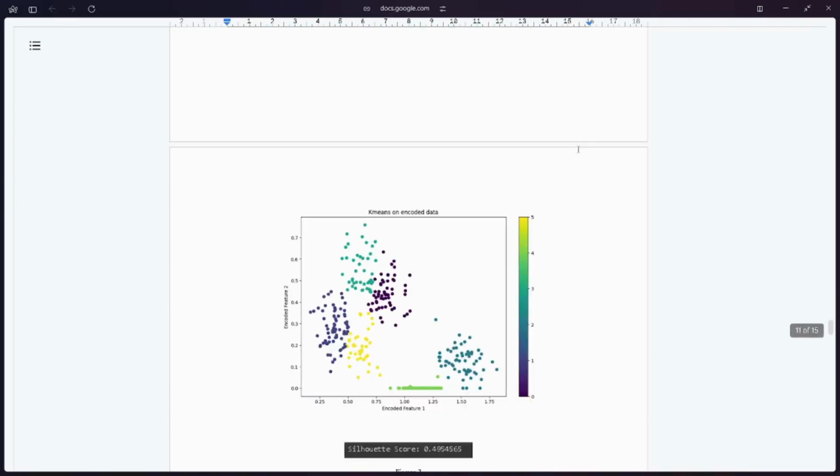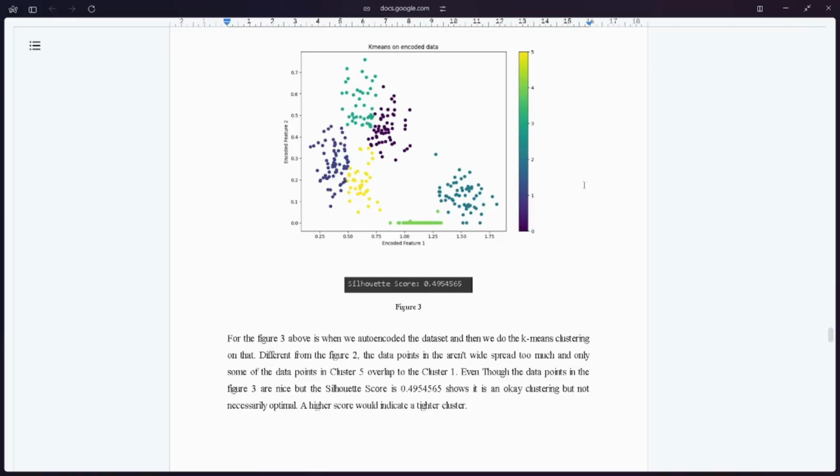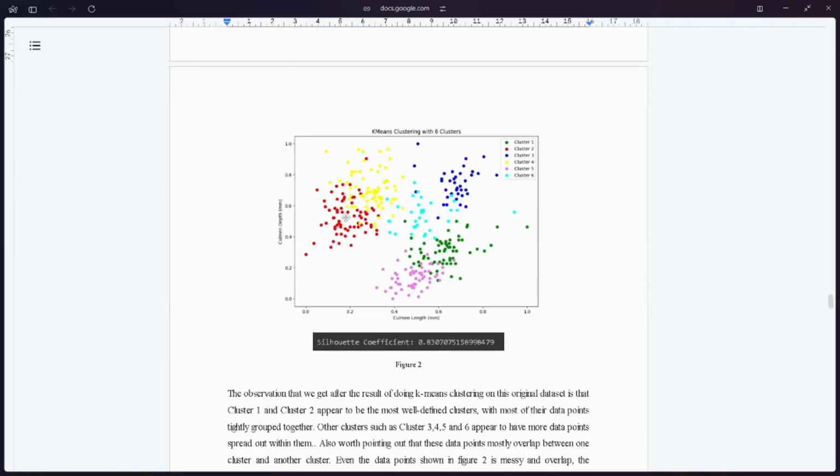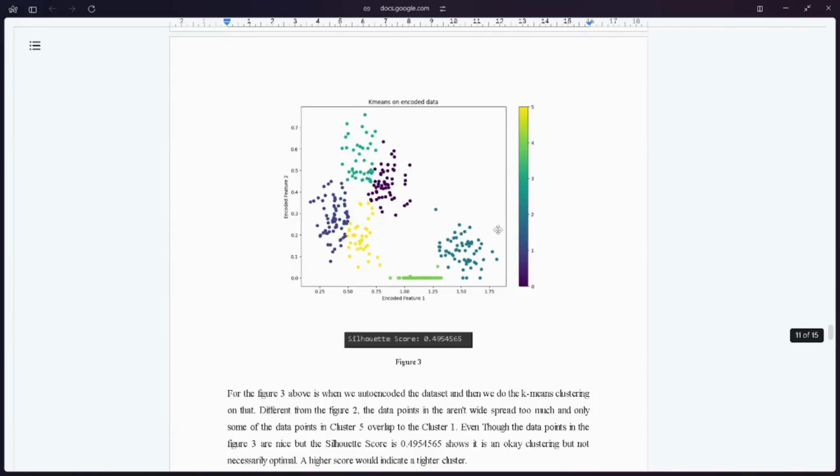Now let's go to figure 3, where we encoded the dataset and did the K-means clustering on the encoded data. We can see that the data and the distribution are very nice, very neat, compared to figure 2, which is quite messy.